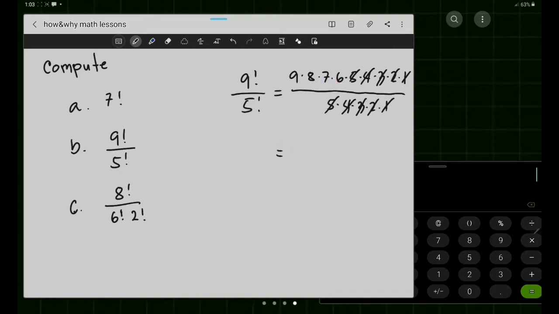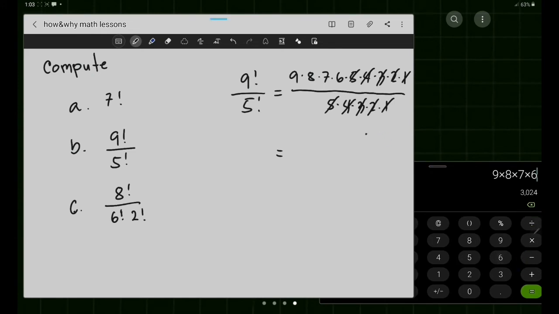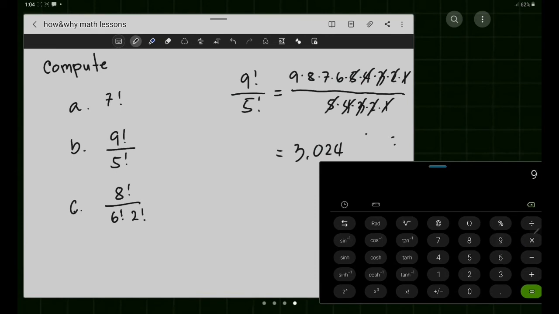So that is equal to, calculator natin yan, 9 times 8 times 7 times 6. It is equal to 3024. Okay, pwede rin itong i-diretso sa calculator: 9 factorial divided by 5 factorial. This is equal to 3024. So sagot natin 3024.